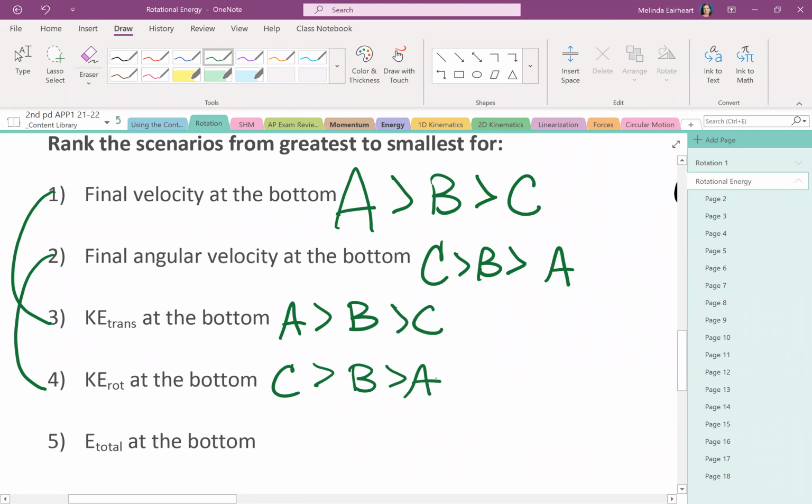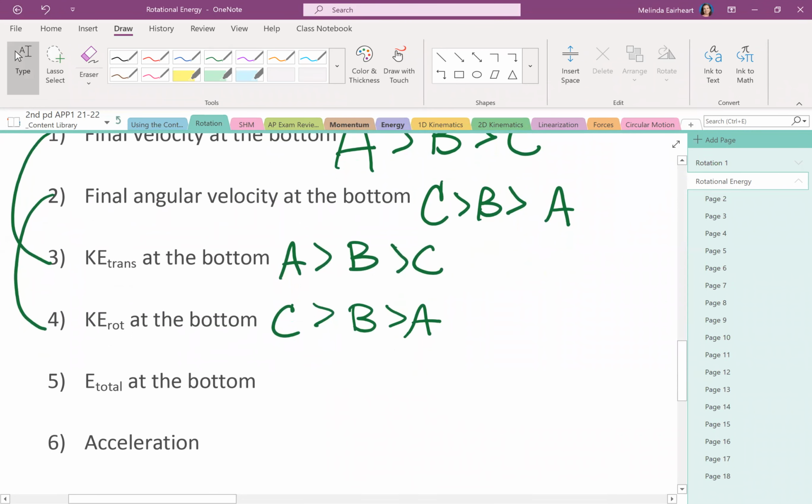Okay. Now switch gears just a little bit. Who has the most total energy at the bottom? They all start with the same. A and C are equal. Why is B least? Heat loss. And it totally leaves, right? You don't get it back.